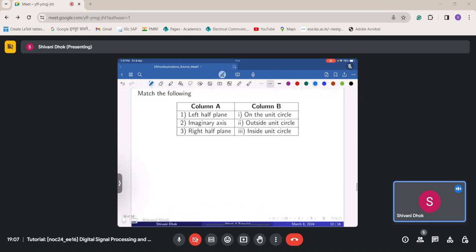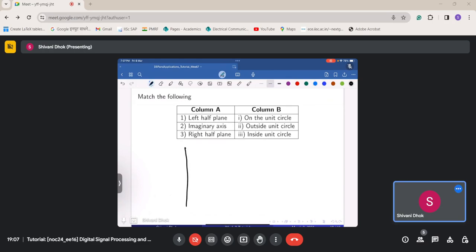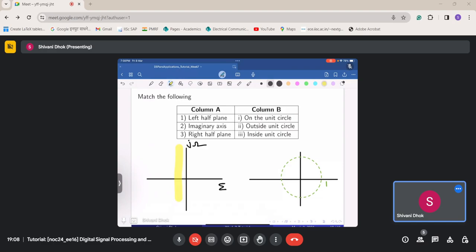Let's start with this simple question. This is just a match the column kind of thing. I have an S-plane, this is sigma, this is j omega, and I have a Z-plane, and this is my unit circle. We need to see what exactly is happening. The first thing is the left half plane of S, and this gets mapped to the interior of the circle.